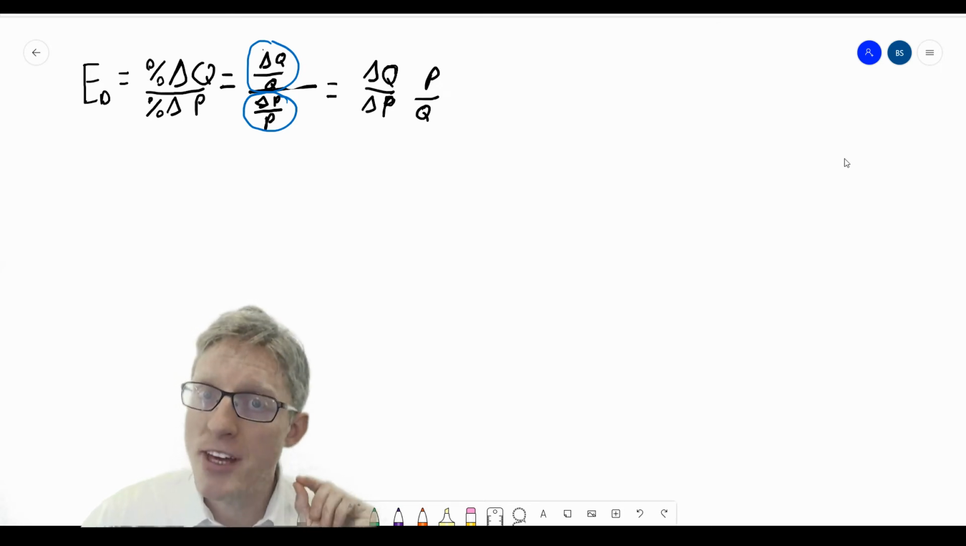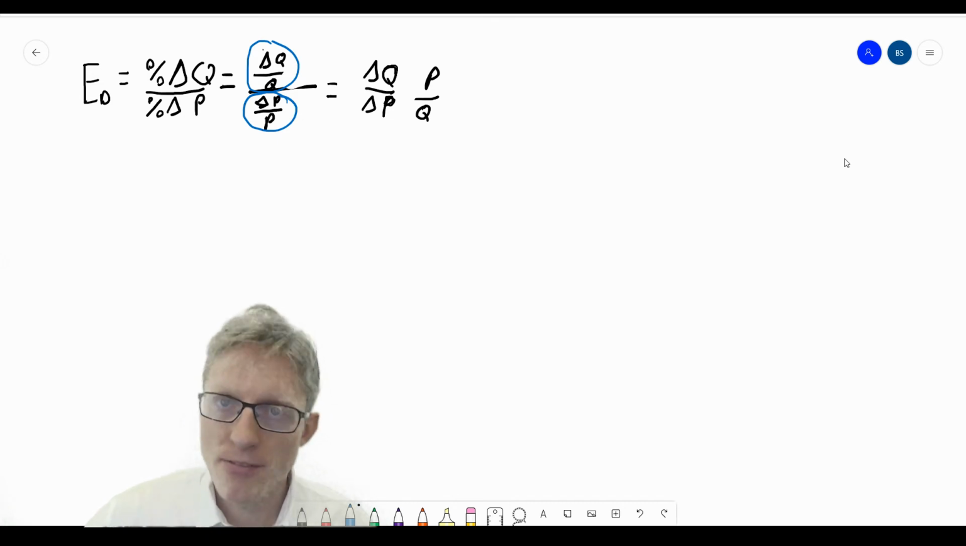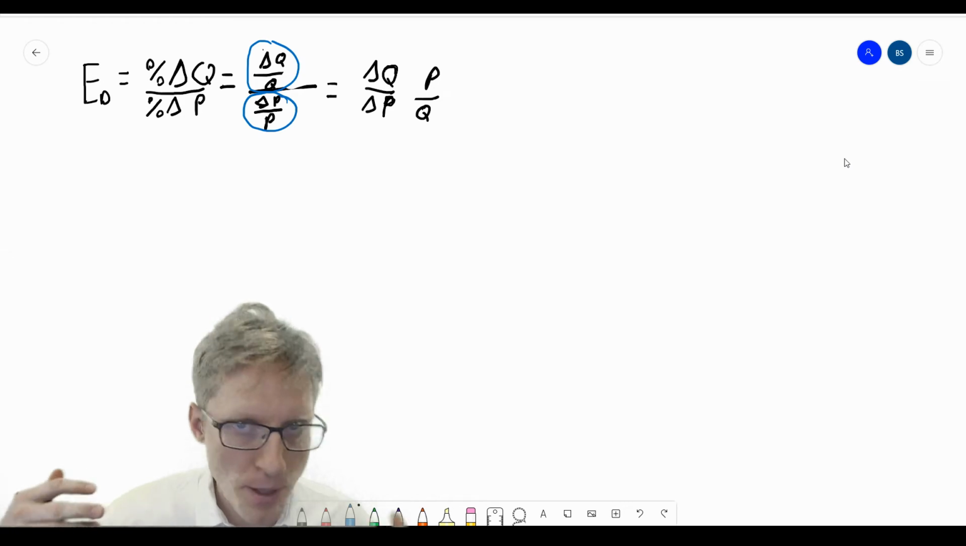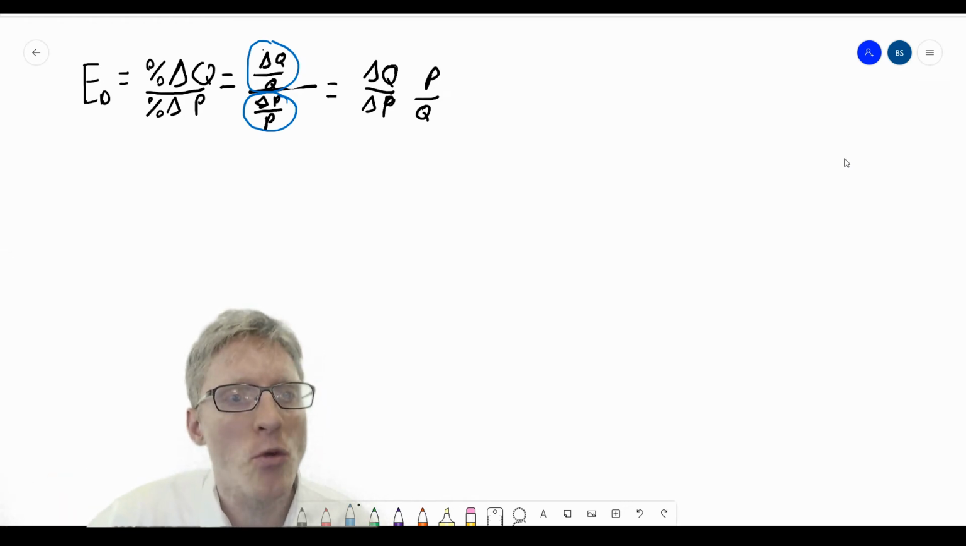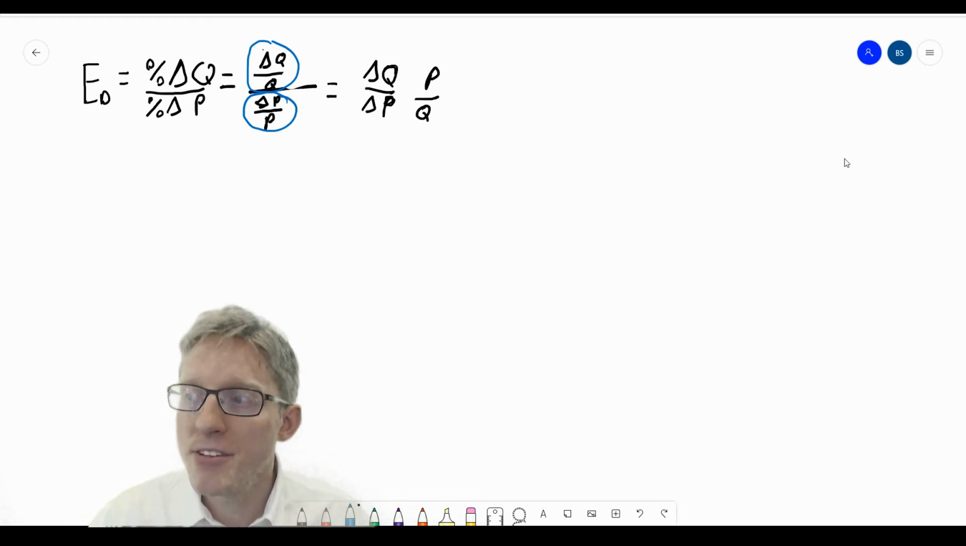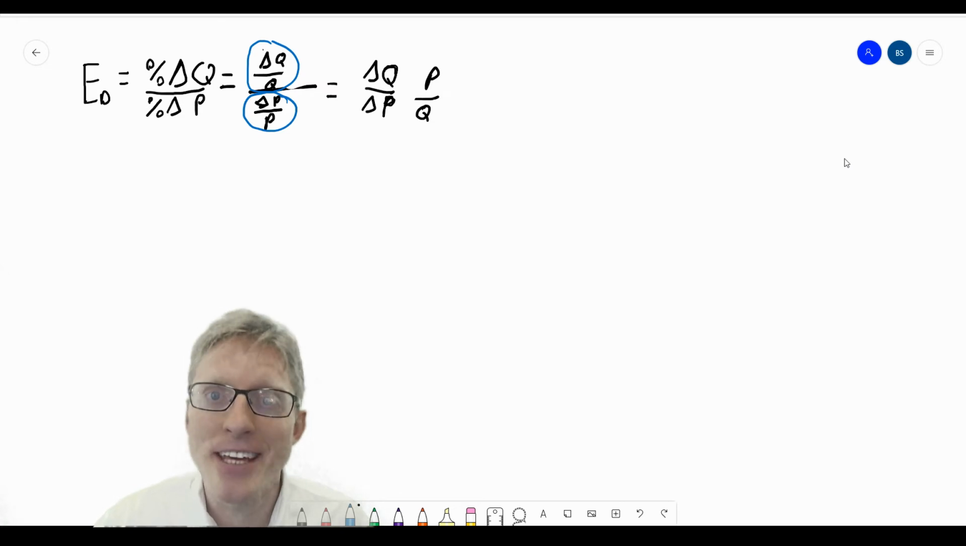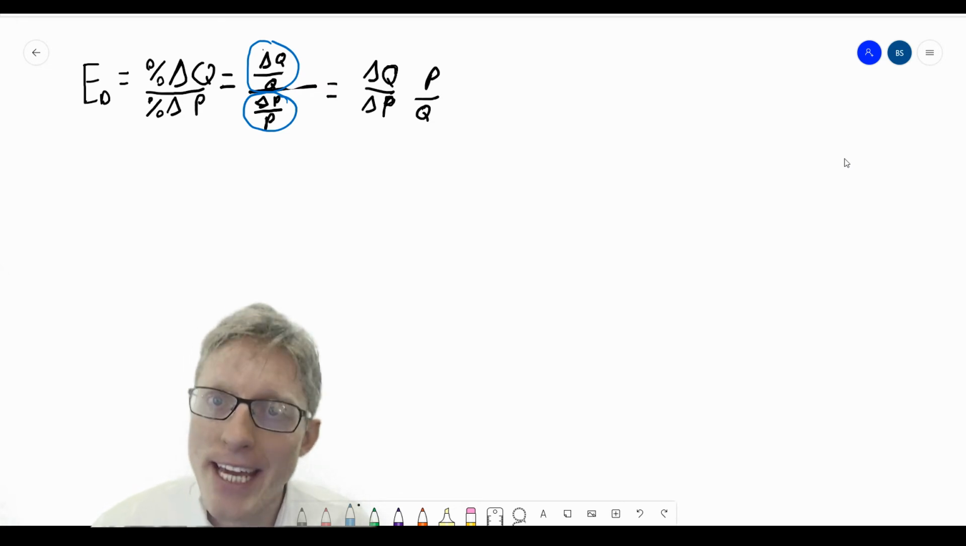Now be careful, I say in magnitude, because if price goes up, meaning that the denominator is positive, and usually we assume people demand less at higher prices, that means that the quantity goes down. So if the denominator is positive, the numerator is negative, and overall this fraction is negative. So we sometimes say that demand is elastic if the magnitude of the elasticity is greater than 1, or said another way, if the elasticity is less than negative 1.